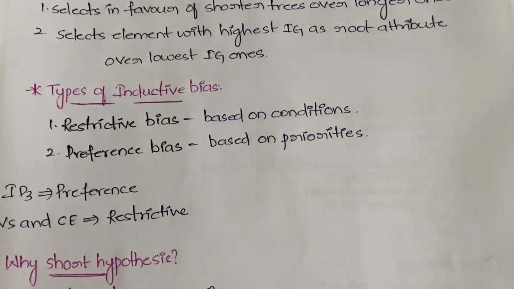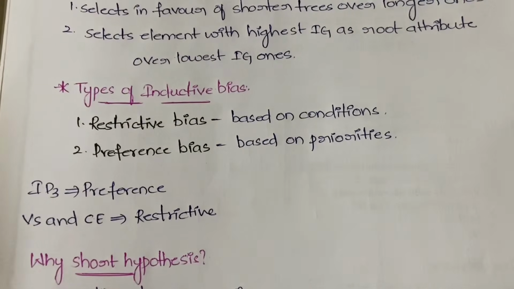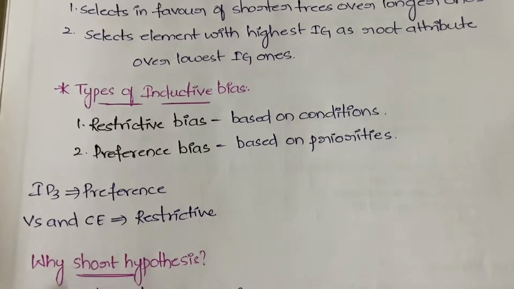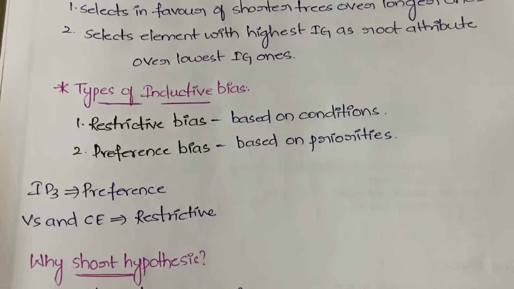And here ID3 is preference, and version spaces and the candidate elimination algorithm are restriction. I have written them in short form, don't mind. Why is ID3 a preference one? Because ID3 will search the entire hypothesis space, and it will give priority to the shorter trees, and to the trees in which the root element's information gain is higher when compared to the other elements, right? So it is giving some priority.